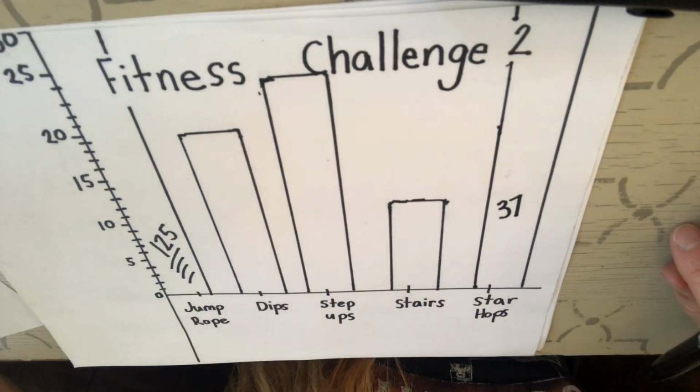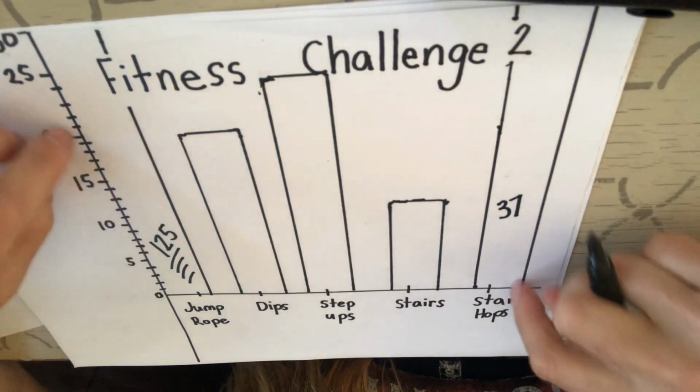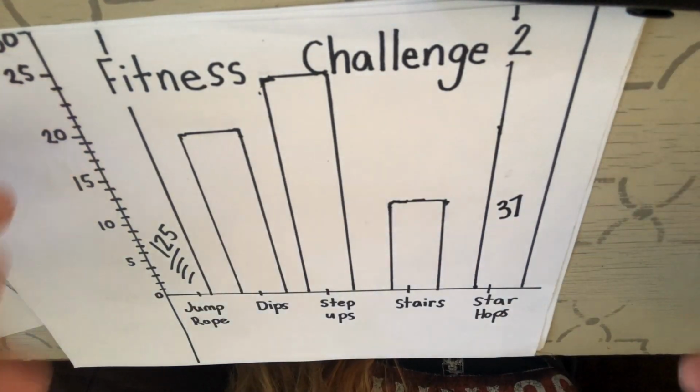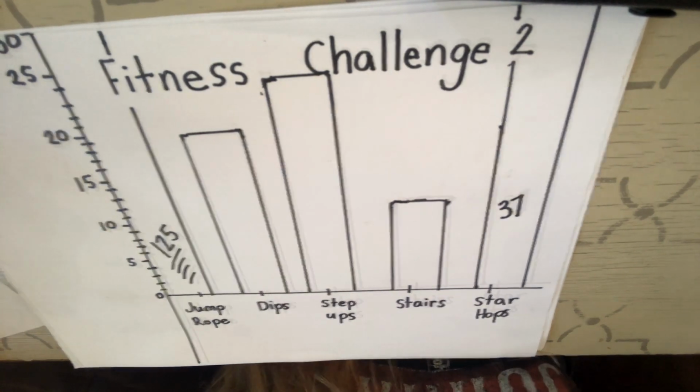Okay, bar graph is not finished. Next, we need to add some colors so it's really easy to see which exercise I was able to do the highest number and which exercise I was able to do the lowest number. I'm gonna go grab some colors and I'll be right back.